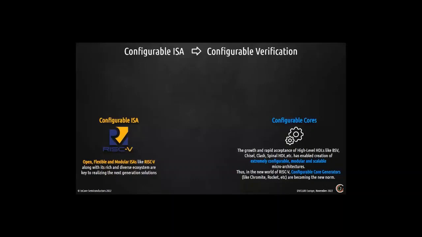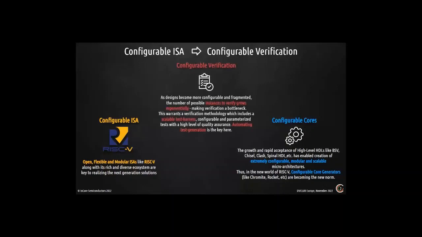Take these two ideas, put them on the table. You have a configurable ISA on one side and you have discrete and configurable cores on the other side. The problem on the table now is verification. How do you build a verification environment which targets all of this configurability and avoids going through a massive round of verification for each instance that's possible in the RISC-V world? And that's what this talk is about.